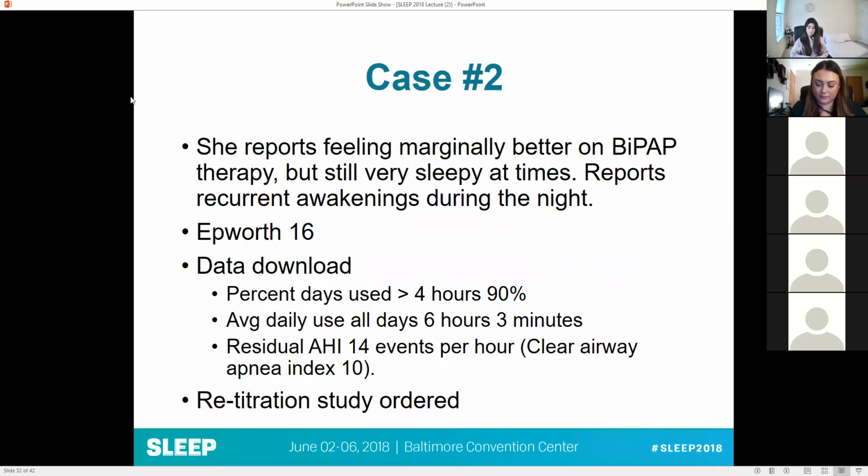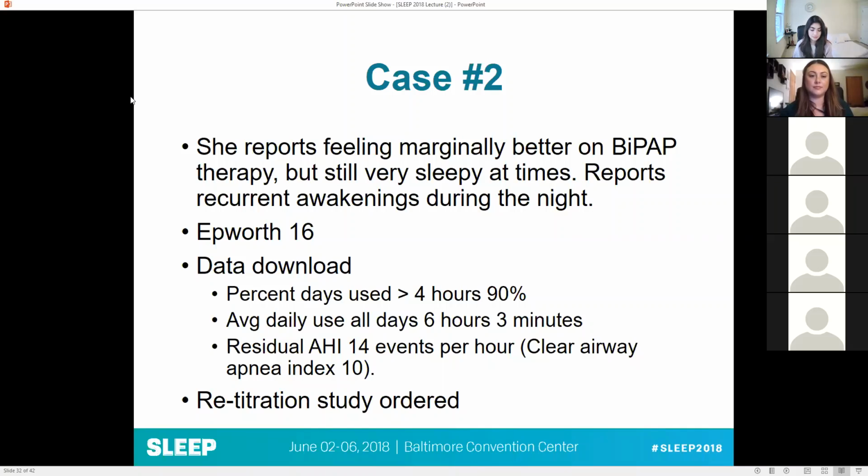She reports feeling marginally better on BiPAP therapy, but still sleepy at times. Her Epworth is 16. And this is a fairly well-validated subjective assessment of sleepiness. So over 10 is considered significant. So she's fairly sleepy. You can see that she's using her machine very well, but she's still having a fair amount of respiratory events. And most of these devices will try and differentiate between obstructive and central apnea.